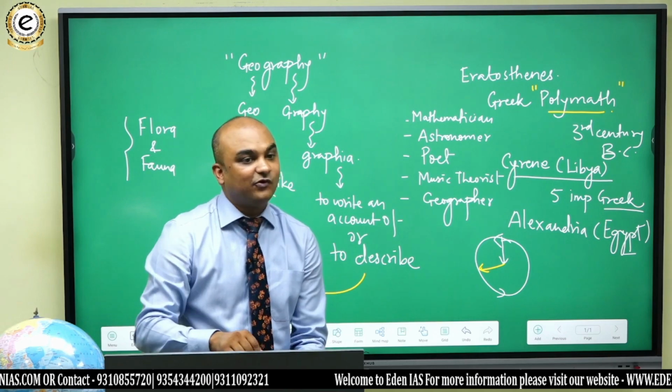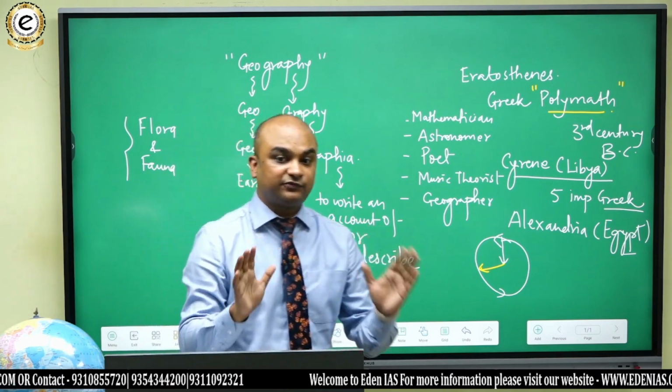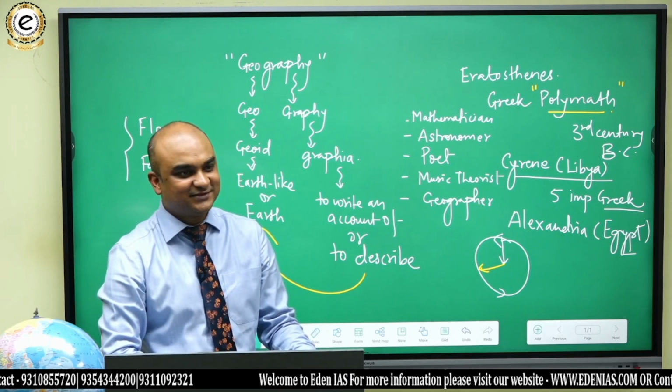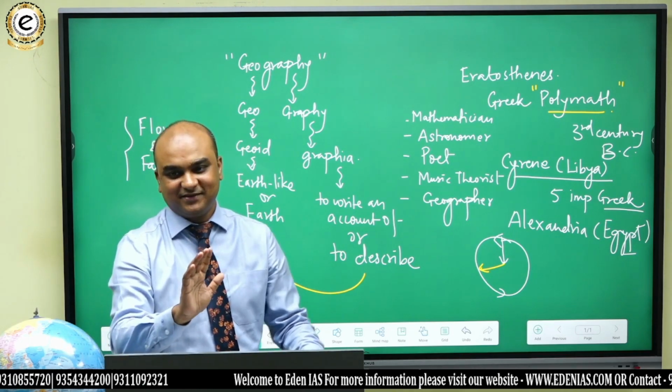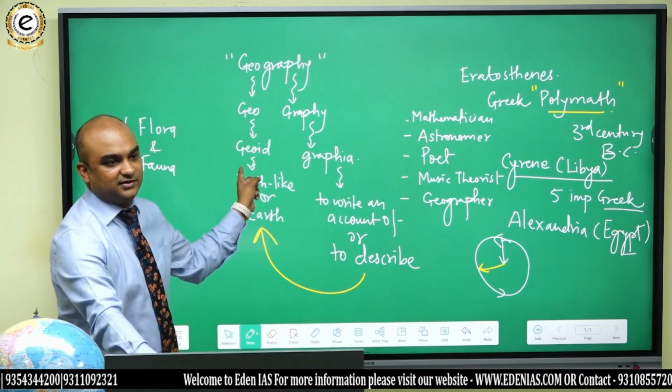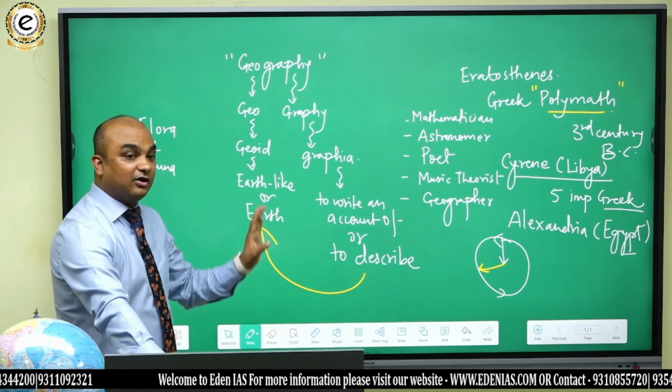So therefore, the earth is not a perfect sphere. Earth is earth-like. Do you get that? Unique है. Earth's shape is known as geoid. Do you get that? Now, look at this.